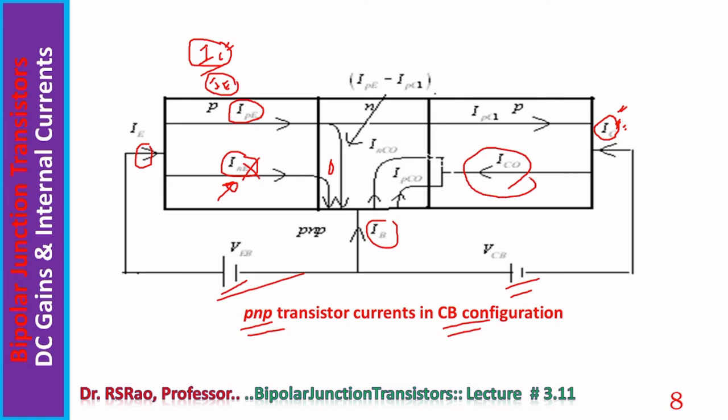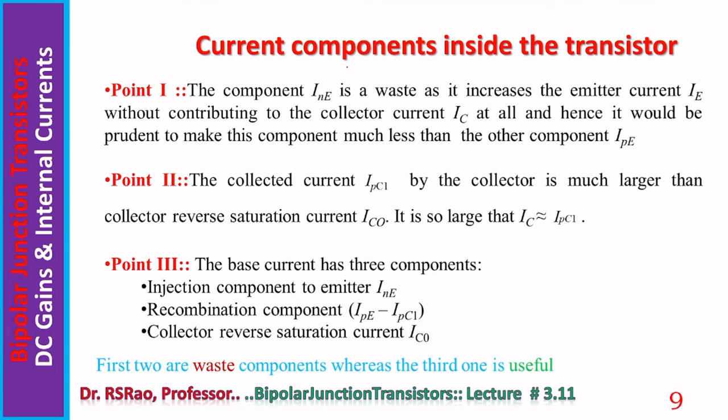It is reverse saturation current. Together, IPC1 plus IC0 together is IC. A few points regarding current components inside the transistor.